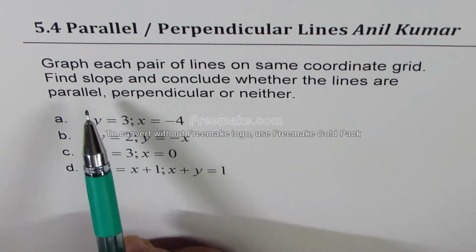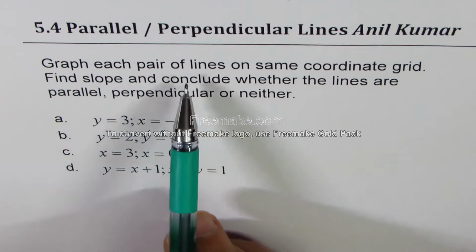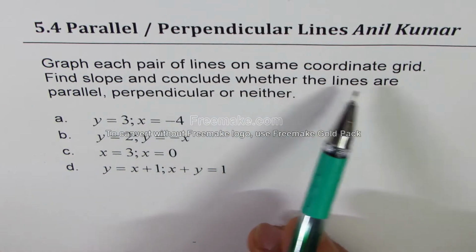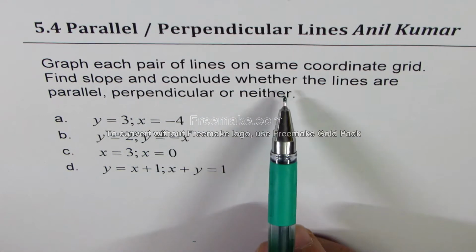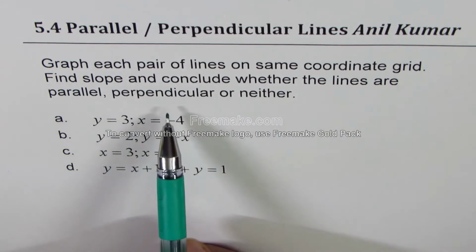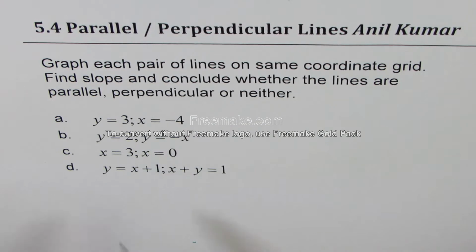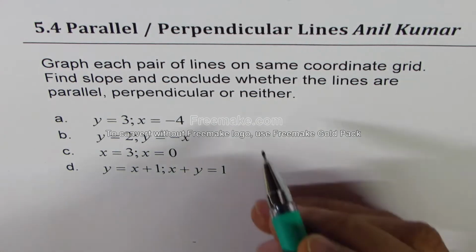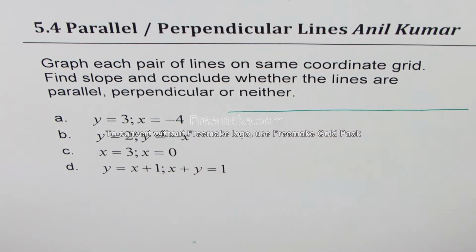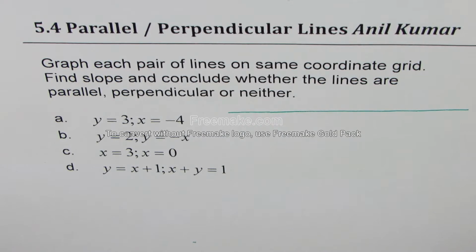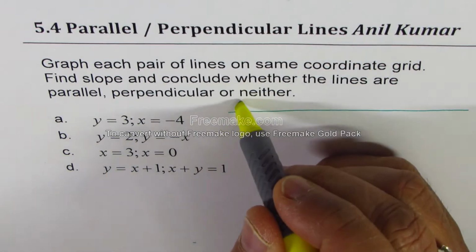The question here is, graph each pair of lines on the same coordinate grid, find the slope and conclude whether the lines are parallel, perpendicular or neither. So we have four examples here. What I will do is write down their slopes and then we will discuss. As you know, parallel lines have the same slope and perpendicular lines have negative reciprocal slopes, correct?